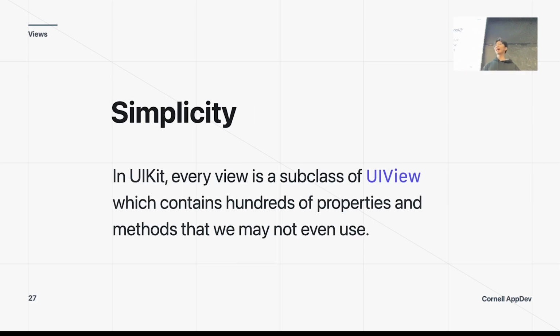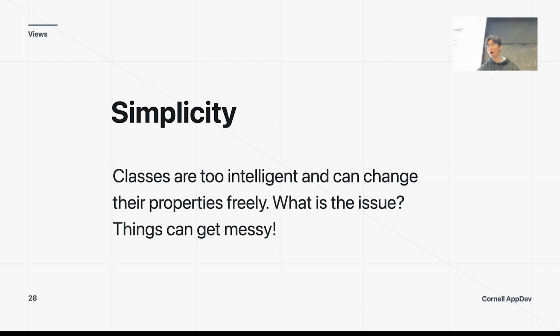Another reason is that this is a lot simpler than using classes. When you create some kind of view in UIKit, you have to create a subclass of this UI view class. And because it's a subclass, you have all of these nonsense properties, all these methods that you inherit. But most of the time, you don't even need all of it. And the problem is that these classes are way too intelligent.